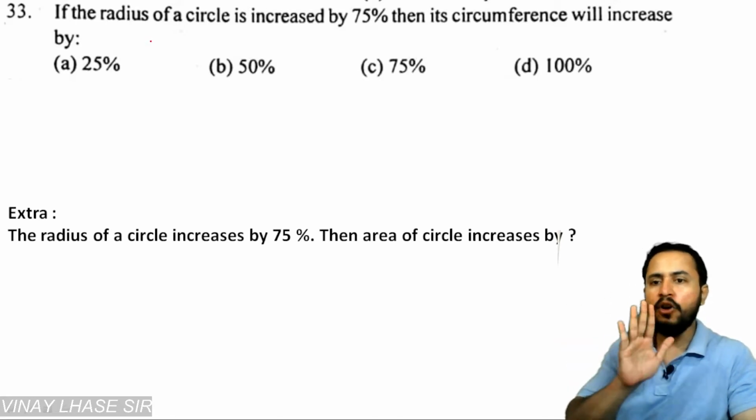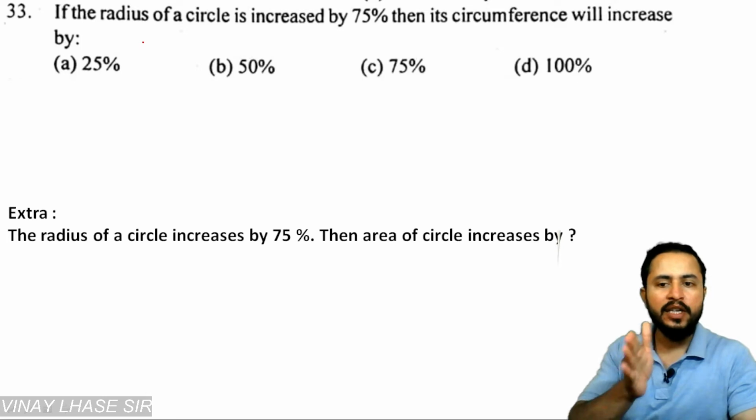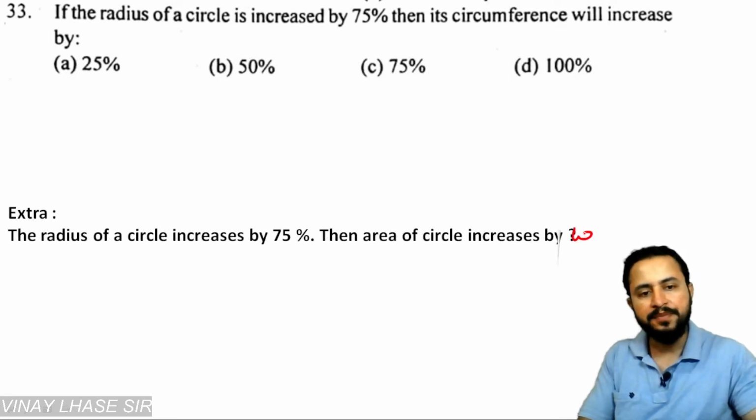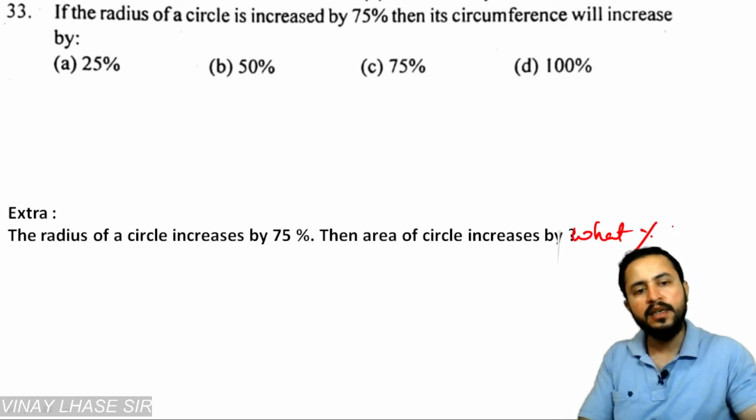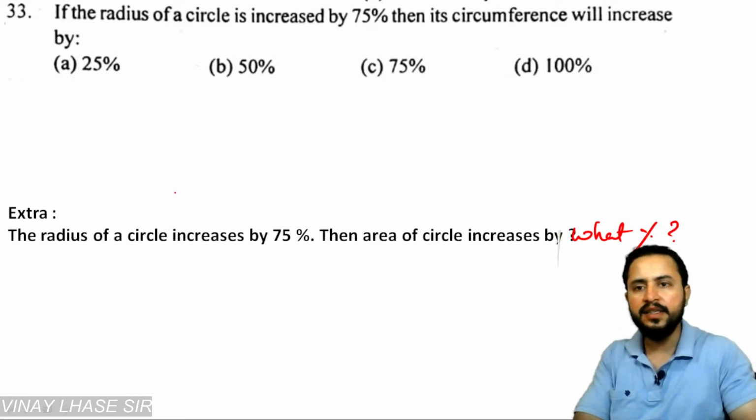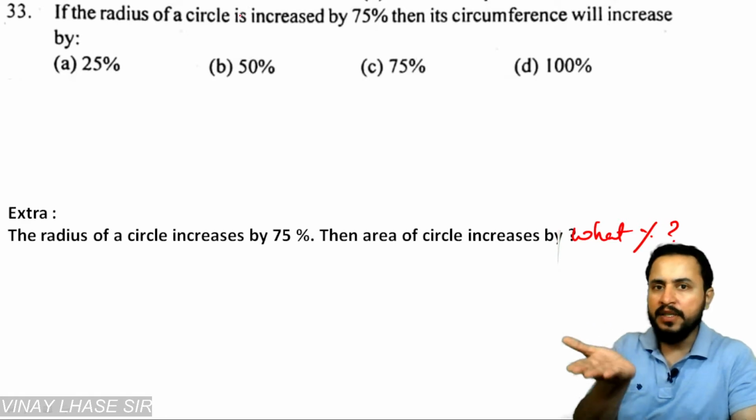Now, second variety of question, extra question I have given. Radius of circle increased by 75%. The area of the circle increases by what percent? How much percent it will increase? That's asked. Okay, this I have given extra. How to solve 33rd question and that extra question? Let's see this. Radius of a circle is increased by 75%.